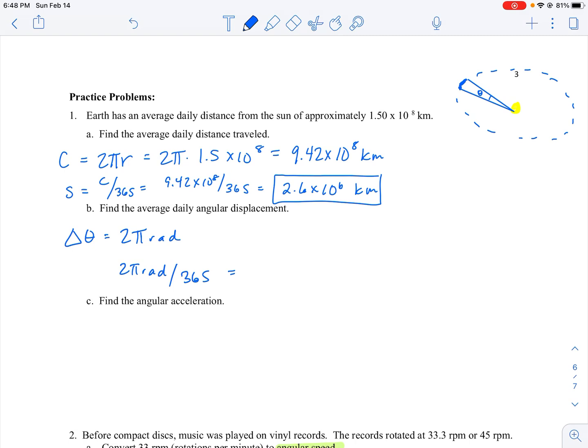And let's see what that is as a decimal. It's going to be pretty small. 0.017. That's not terribly big. A radian, by the way, let's see, we know that pi radians equals 180 degrees. So if I wanted to figure out how many degrees there were in 1 radian, I would divide both sides by pi.